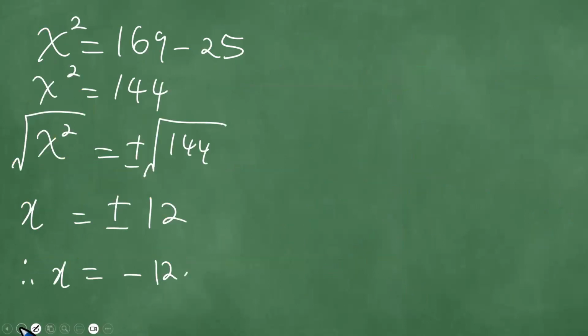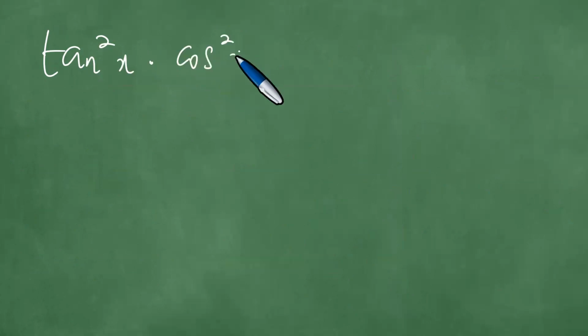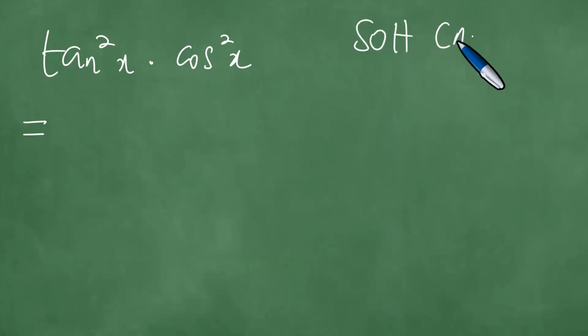Now, with this information, we need to remember what we need to get. We have 10 squared x times cosine squared x. But we remember our old friend, the mnemonic technique to remember. So we have the tangent. The tangent is opposite over adjacent. Opposite over adjacent. TOA. Opposite over adjacent.